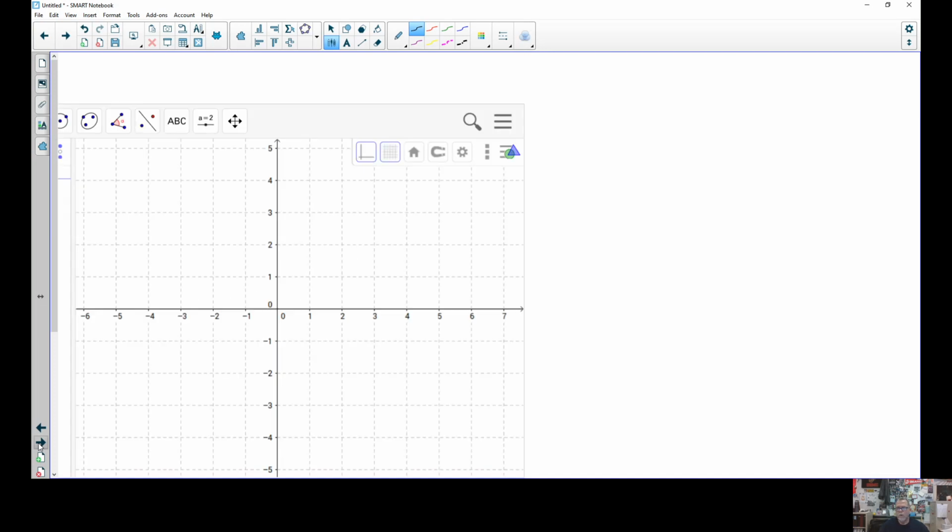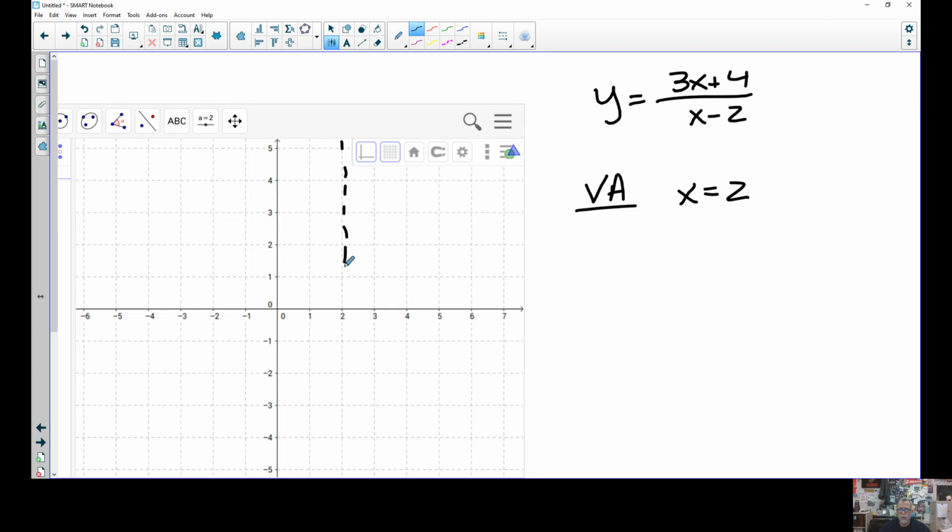What if it gets uglier? What if I give you y equals 3x plus 4 over, let's say, x minus 2. Again, I know right off the bat that for my vertical asymptote, I've got x equals 2. So x equals 2, I draw in a vertical asymptote. Now, horizontal asymptote. I have to do a little bit of work.